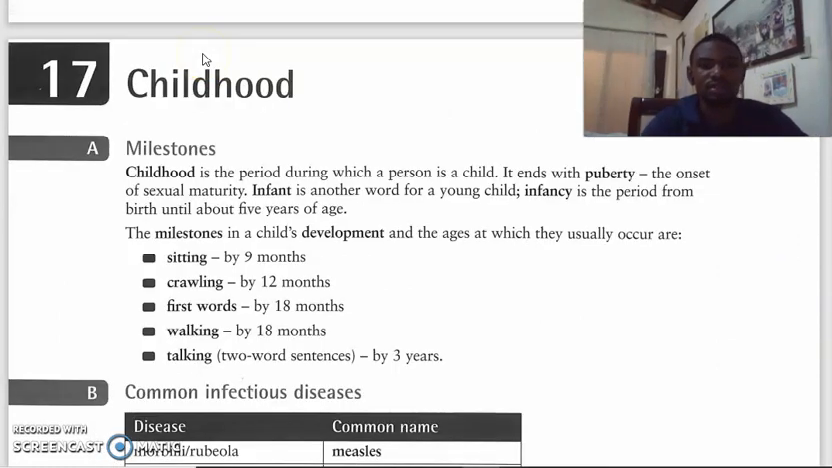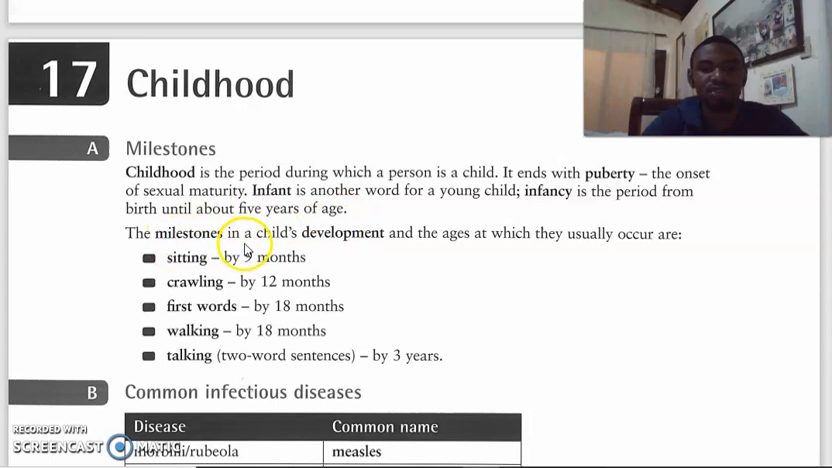Unit 17. Childhood. A. Milestones. Childhood is a period during which a person is a child. It ends with puberty, the onset of sexual maturity. Infant is another word for a young child. Infancy is the period from birth until about 5 years of age.